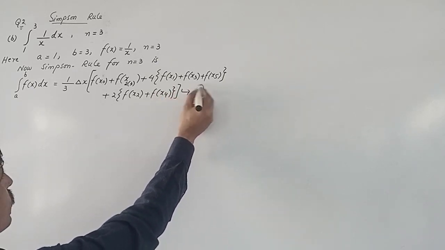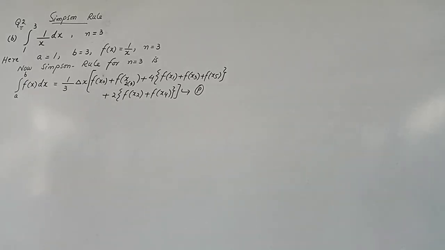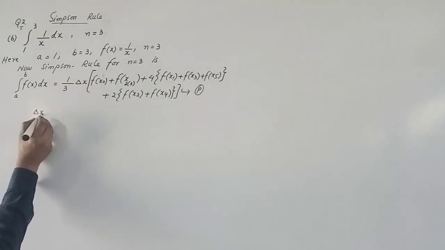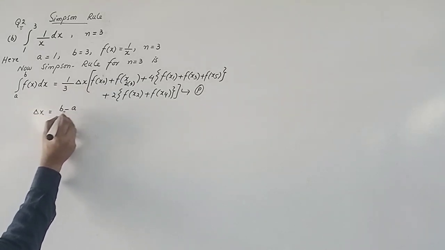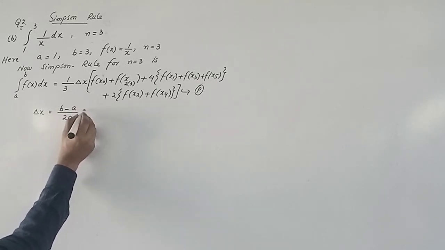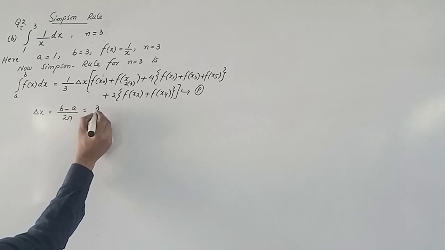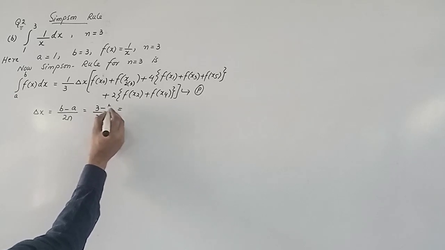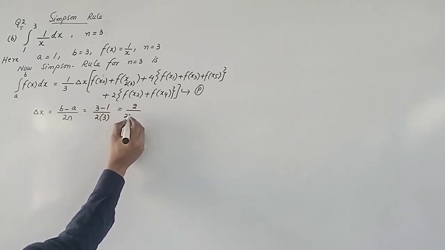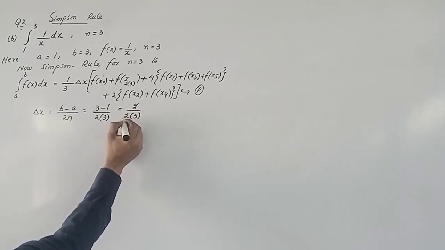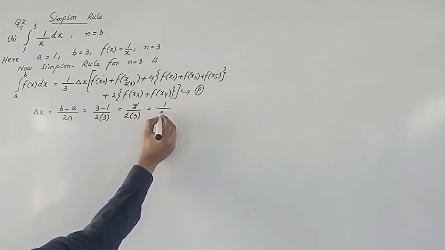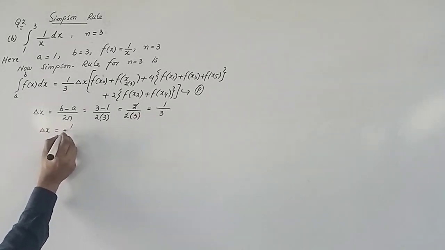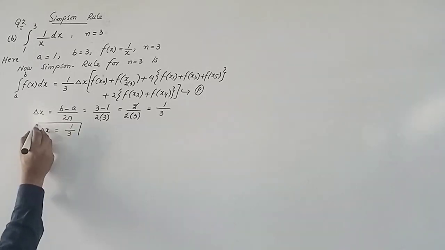So this becomes Simpson's rule with n is equal to 3. Now we have to find all these values. Look, delta x is equal to b minus a divided by 2n, which is 3 minus 1 divided by 2 into 3. So 3 minus 1 is 2 divided by 2 into 3, this 2 and this 2 cancel. So delta x is equal to 1 divided by 3.